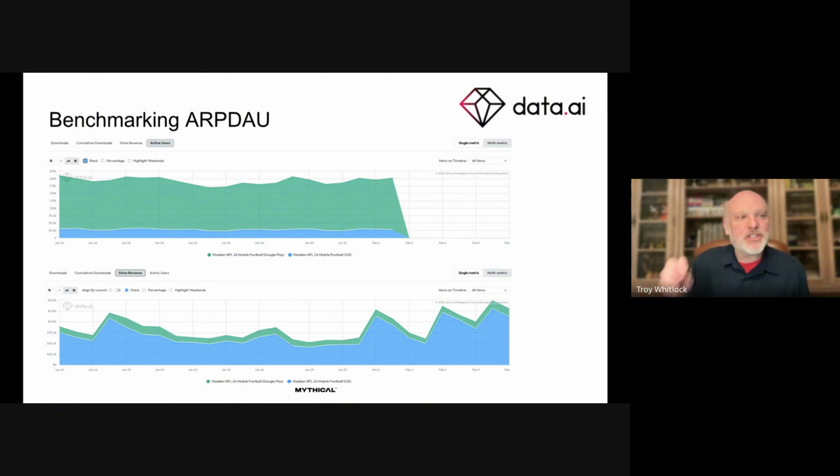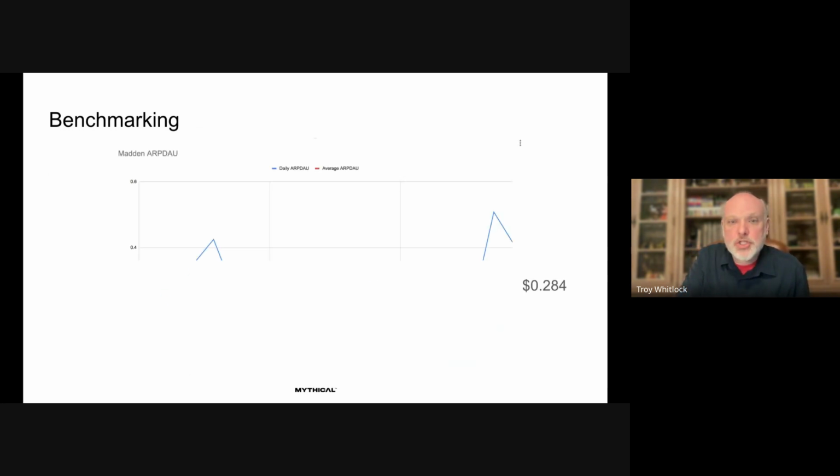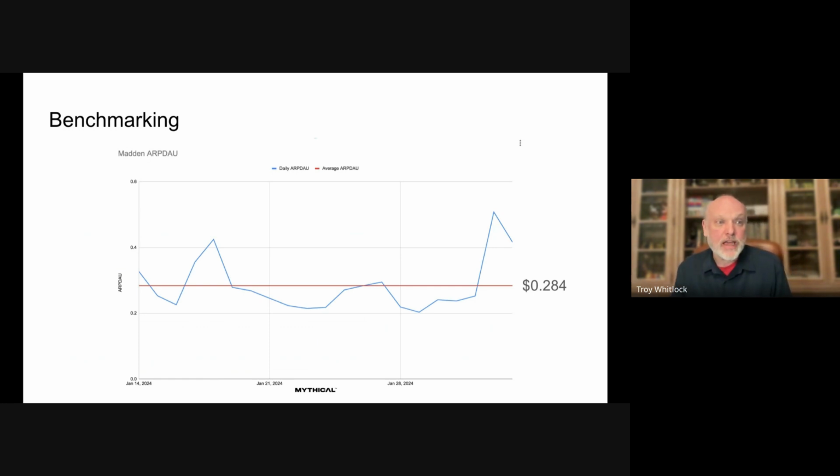Basically, benchmarking is you go and you find a competitor, and you use data AI's tool to figure out how many active users this top chart shows. This is Madden, so this is a tool we would have used early on Rivals to figure out what ARP DAU target we should have. So I'm looking at all the active users that they have, and this bottom chart is the store revenue for any given day, and then I'm just charting that. For each day, I've taken total revenue and divided it by the total installs, and it's giving me the blue line, which goes up and down.